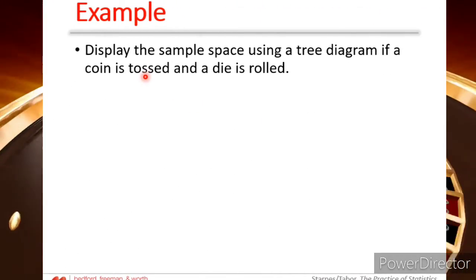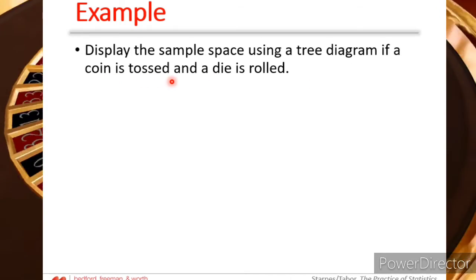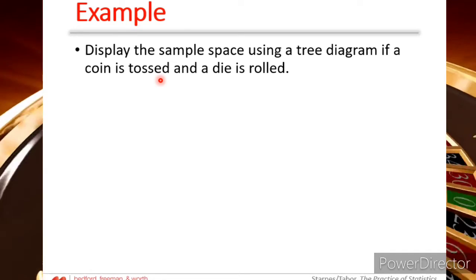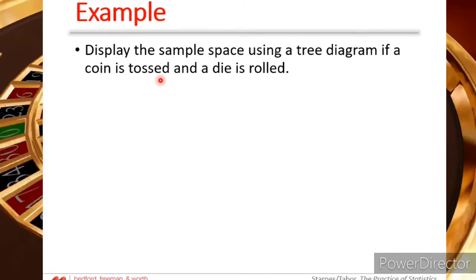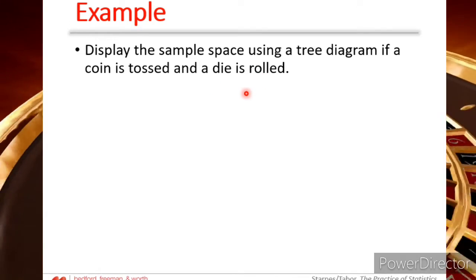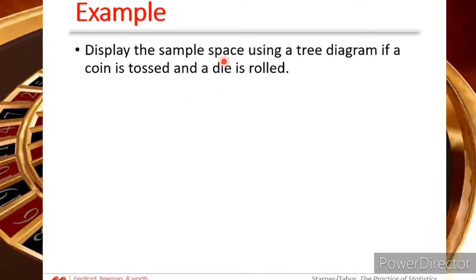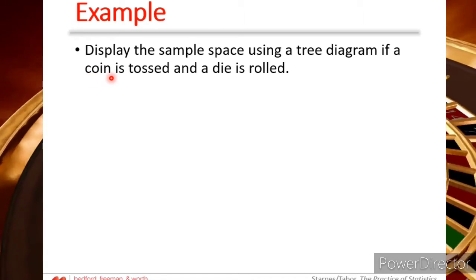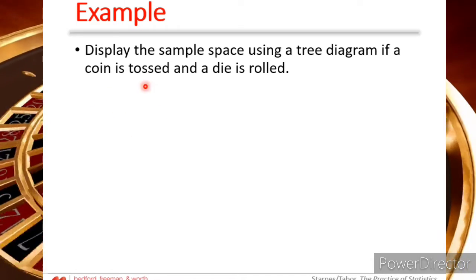So, we have here displayed the sample space using a tree diagram if a coin is tossed and a die is rolled. Pinitik gamit ang daliri, ang hinlalaki natin. Para nagkarakrus ka, karakrus. Tapos nagpagulong ka naman ng isang die. So, ano-ano ang ating sample space? Una, ang coin natin, ano lang ba ang posibleng lumabas pagka tayo ay nagkarakrus? Is it a tail, yung likod, or a head, yung may mukha?